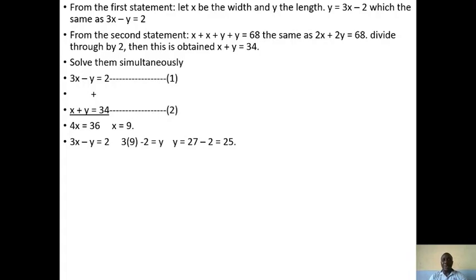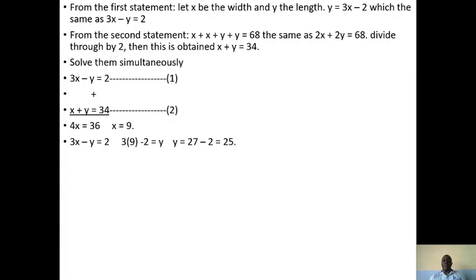Then we look at the second statement. The second statement says that if you sum all the sides, that is the perimeter of a rectangle. If you sum all the sides, you will have 68, which is the perimeter of the rectangle. So the sides are opposite and equal. So that's why we have x plus y, which is 2x plus 2y is equal to 68.